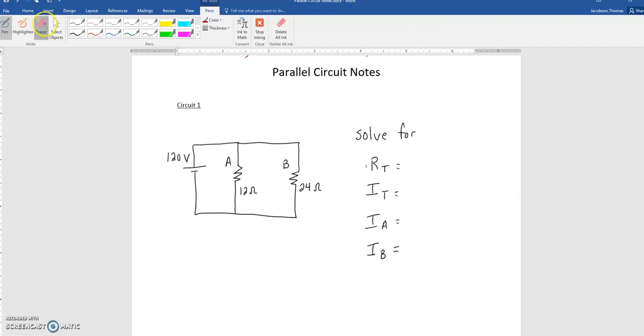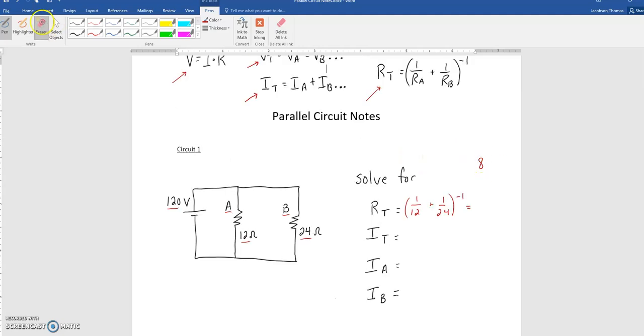In this first problem, it's a very quick and easy problem. It's probably one of the easiest of any parallel circuit problem. We have two resistors, two light bulbs in parallel attached to a 120 volt source just like your house. Whenever I see two resistances, I know right away I can solve for the parallel resistance. So I can do 1 over 12 plus 1 over 24, put that to the negative first power, and I should get 8 total ohms of resistance.